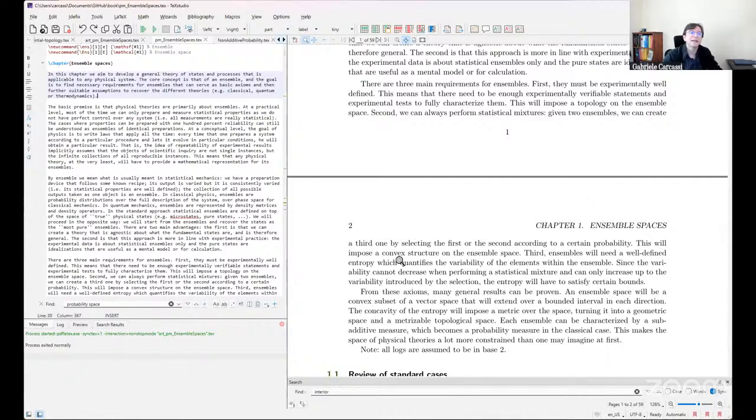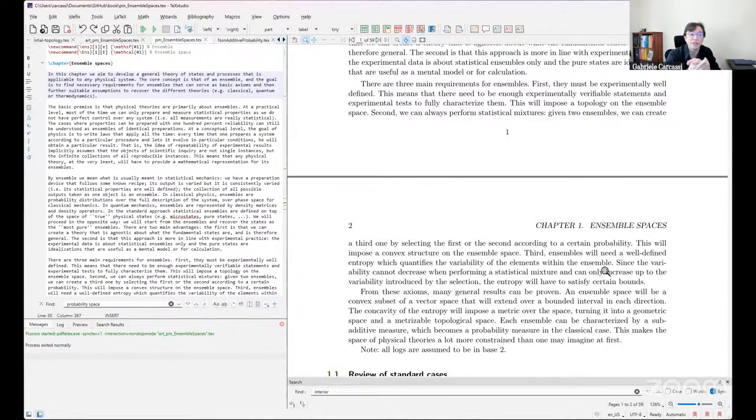And third, ensembles will need a well-defined entropy which quantifies the variability of the elements within the ensemble. The ensembles are going to be in some sense in an equilibrium, because their statistical properties must be well defined, and one of the statistical properties is the entropy. And we had already done some work that showed that if you have an ensemble in equilibrium, then the variability of the elements in the ensemble, how different they are from each other, is the Shannon entropy.